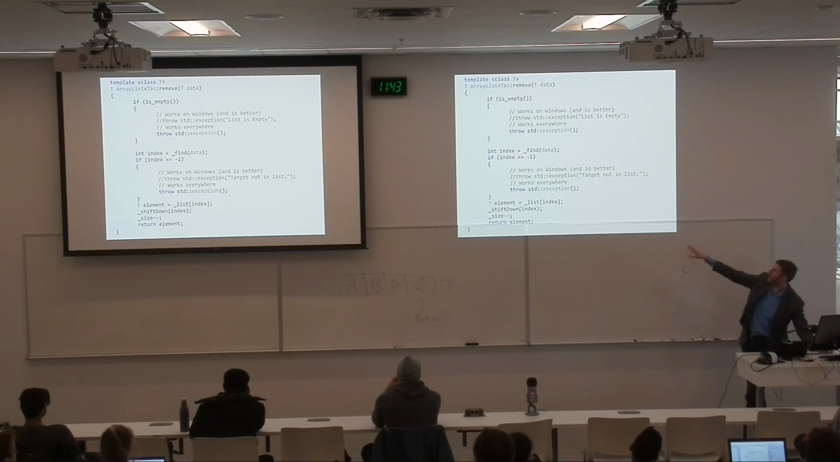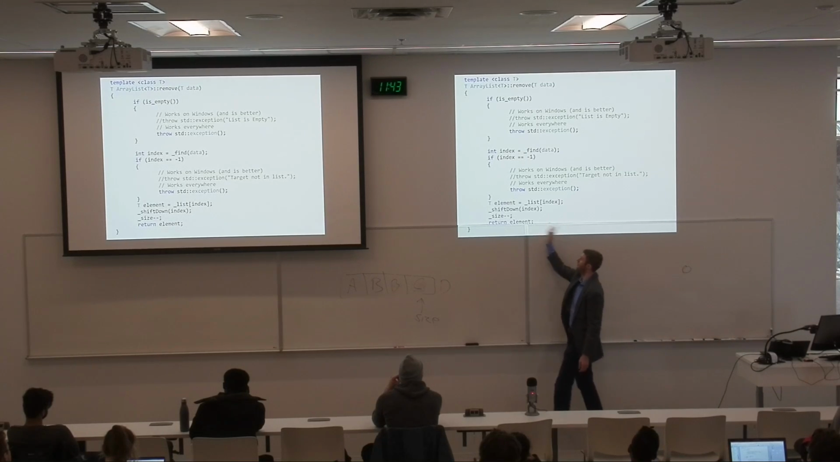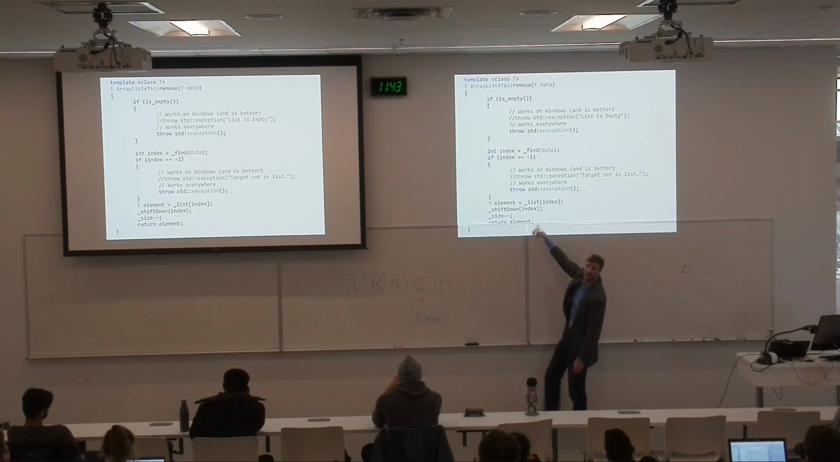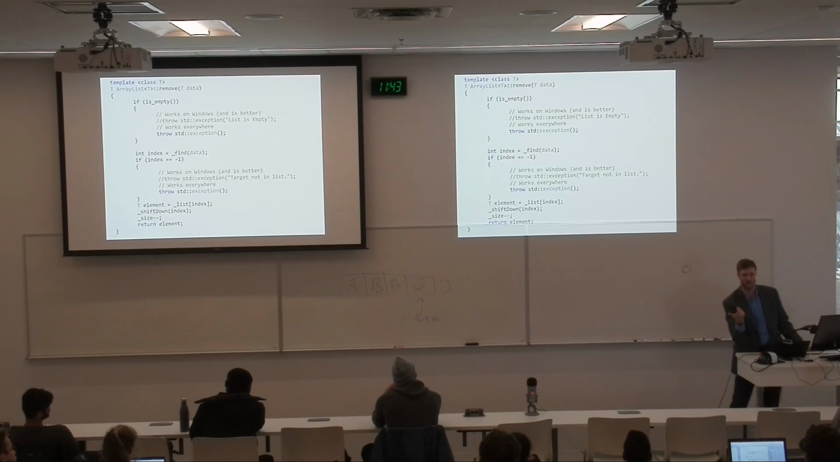So if we don't find it, throw an exception. Otherwise, get the element at index, shift down to index, reduce size, return the element. This bottom part here is the same as remove first, except instead of 0, we replace it with the index that the thing is in.